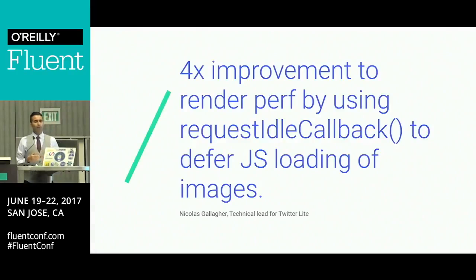Twitter ended up finding that requestIdleCallback, this browser API that helps you schedule work when there's a free period of time at the end of a frame, allowed them to see a 4x improvement in render performance just by using it to defer the loading of images that are below the viewport using JavaScript.